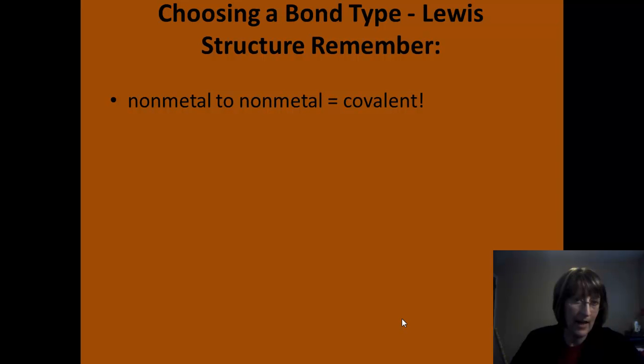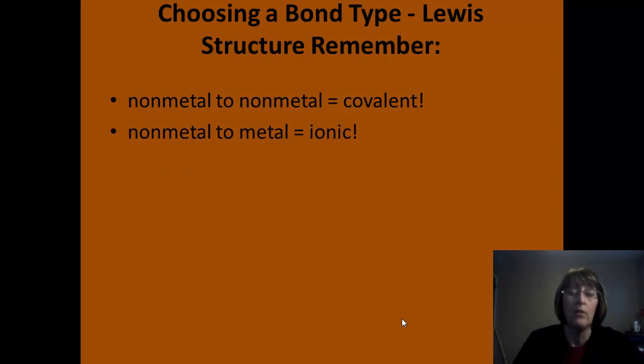How do we figure out how to make these Lewis structures? The first thing you have to do is know whether it's an ionic compound or a covalent compound. Non-metal to non-metal, covalent. Non-metal to metal, ionic. And those are the big dogs when we talk about trying to show the Lewis structures for these guys.